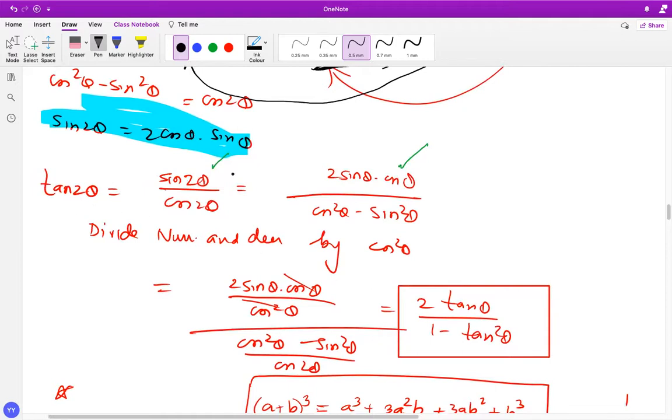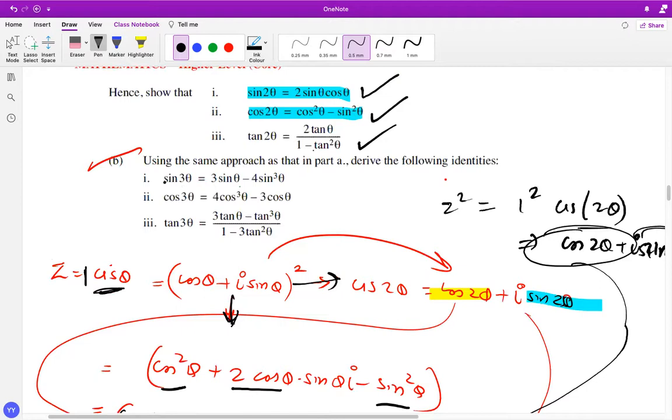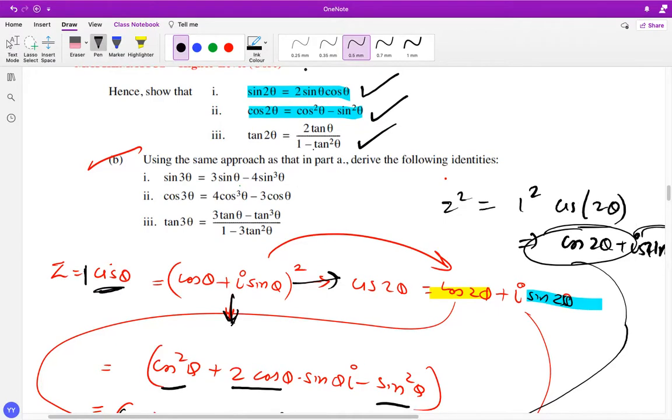Now the next part they said that show the tan 2 theta is this. So I have done it. In case you have any doubts, you can just cross check. Now the next part is using similar expression, find out the values in this term. And these are indeed the identities, like we call triple angle formulas. So let's just do this part.